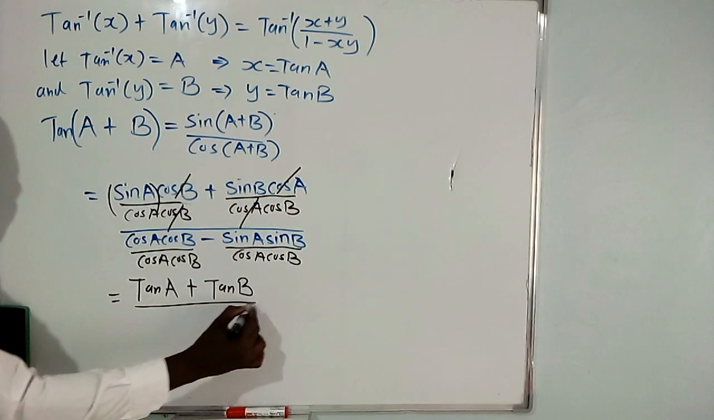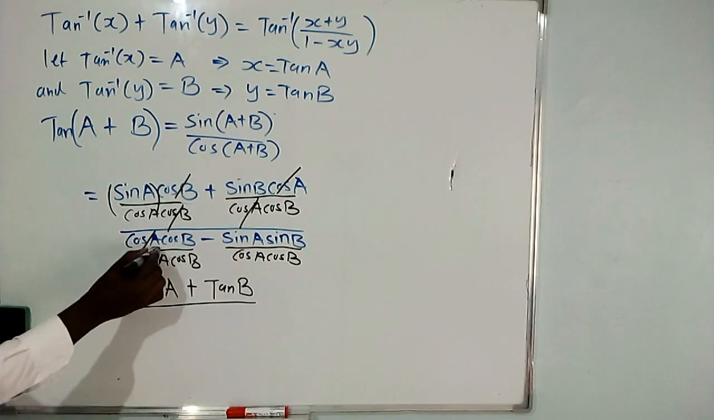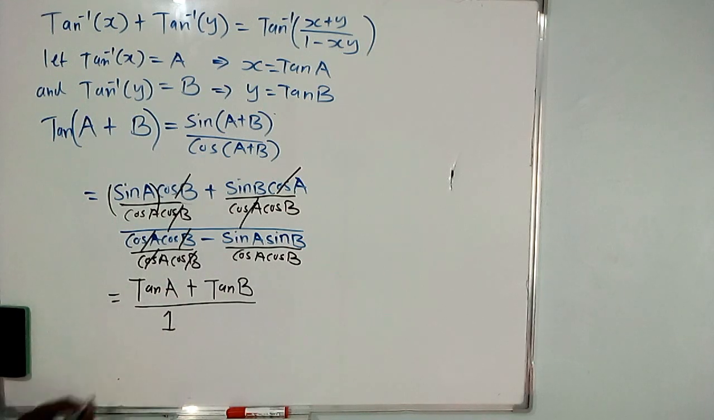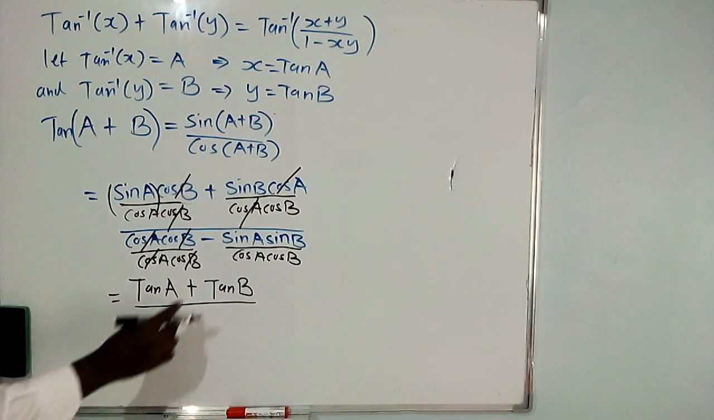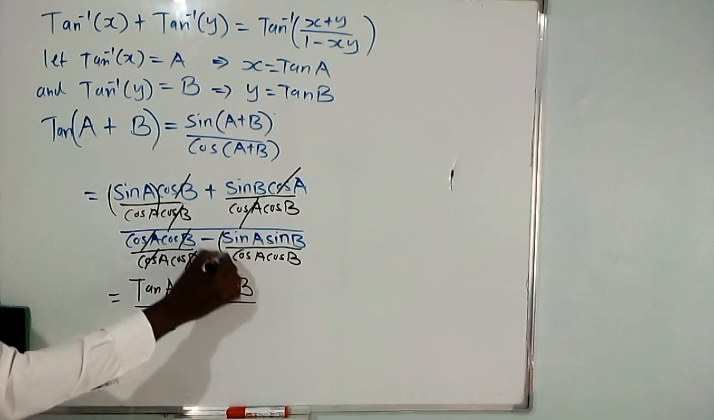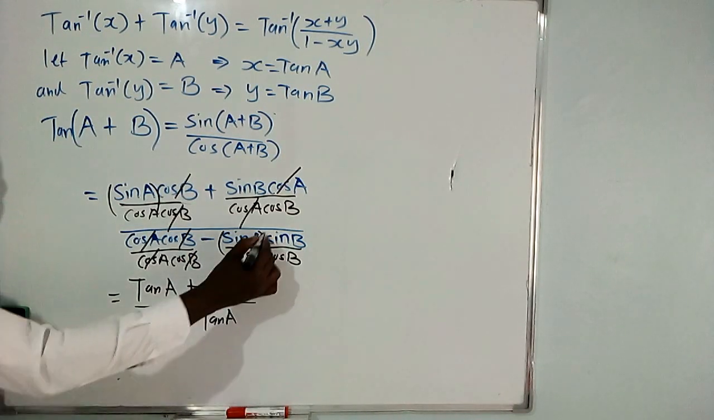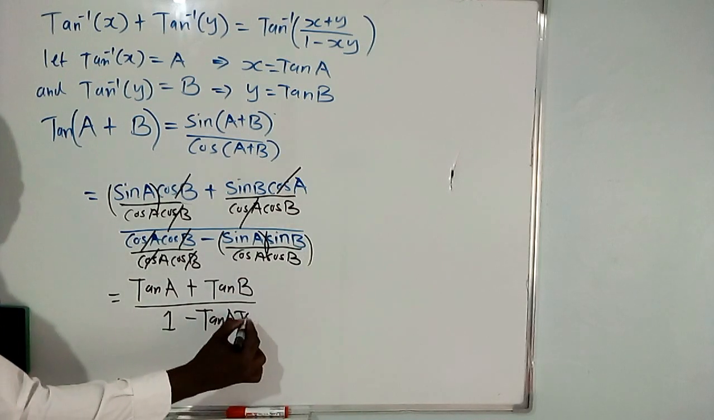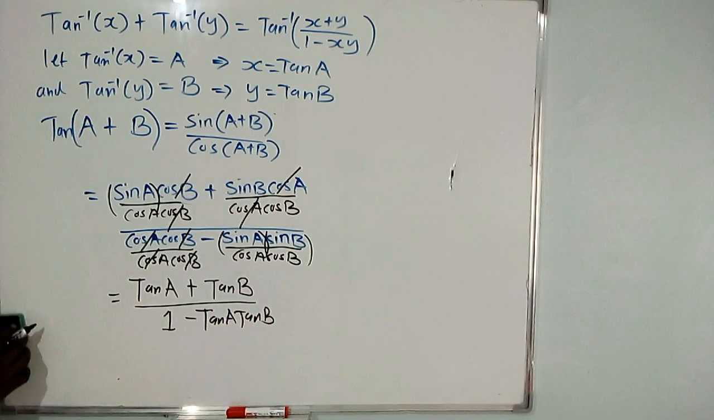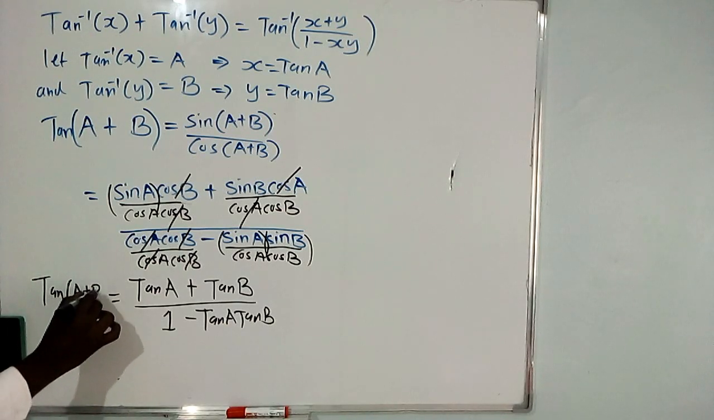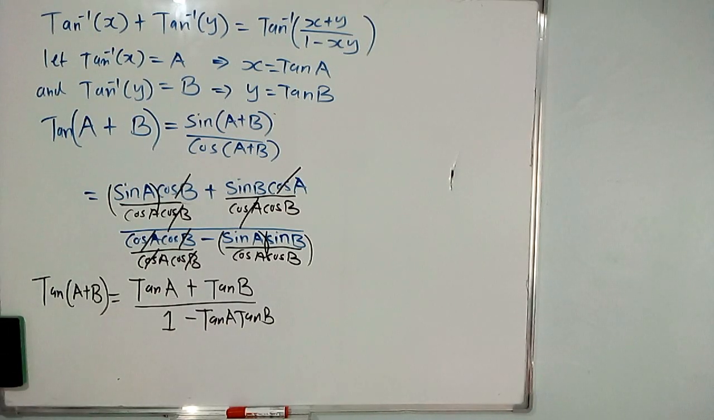Then it is over cos A cancels with cos A in the denominator, cos B cancels with cos B, and you remain with 1, isn't it? Are we together? So that is 1 minus sin A over cos A, which is tan A, times sin B over cos B, which is tan B, meaning it is tan A times tan B, isn't it? Are we together there? Tuko pamoja?